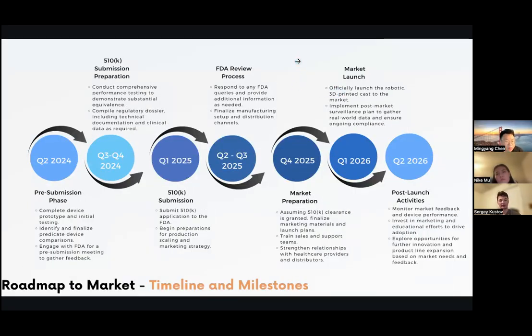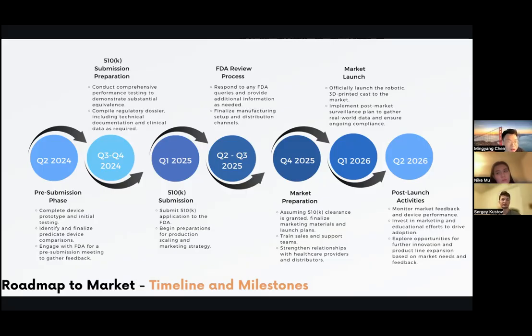Here is our roadmap to market. It's the timeline and milestones. We can see our product will go to the market in 3 years. The first is in 2024 Q2. We will be in the pre-submission phase. We will complete the device prototype and the initial testing, and we will identify and finalize predicate device comparisons, and we will engage with FDA for a pre-submission meeting to gather feedback.